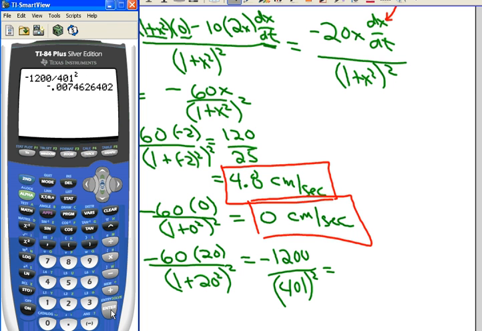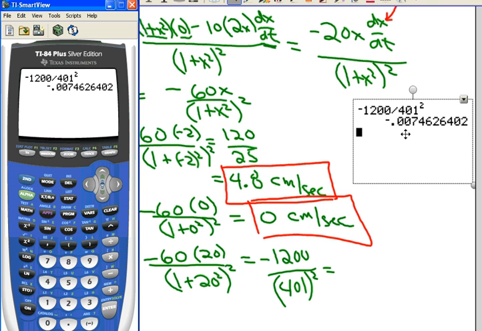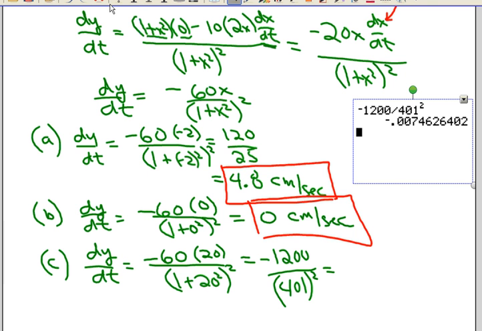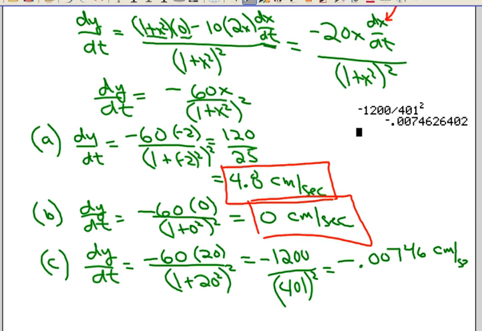A -0.007. And again, the AP wants 3 decimals of accuracy. So if I was writing that, I could write it negative 1200 over 401 squared, or I could write it as negative 0.007. You can always leave more decimals, 46. And I get our units for centimeters per second. And I'll circle that just like the other two. And that completes our problem.